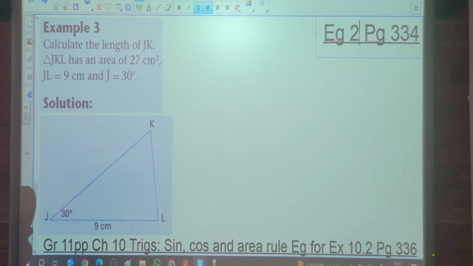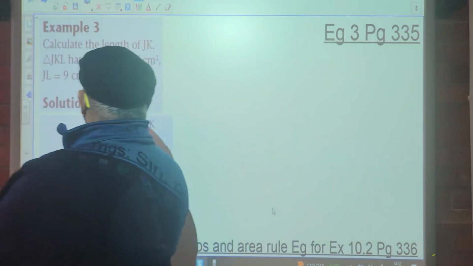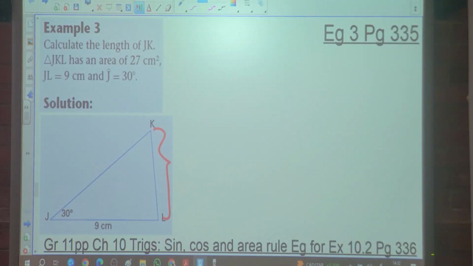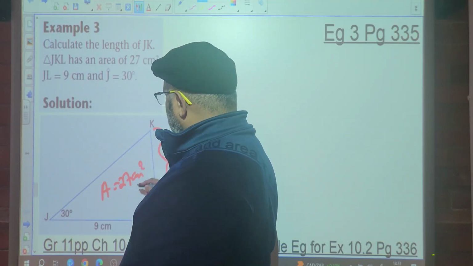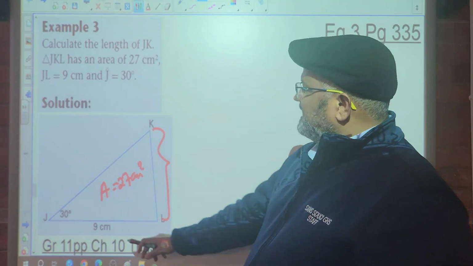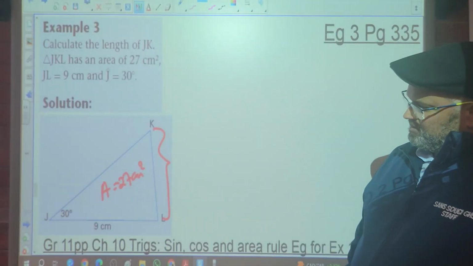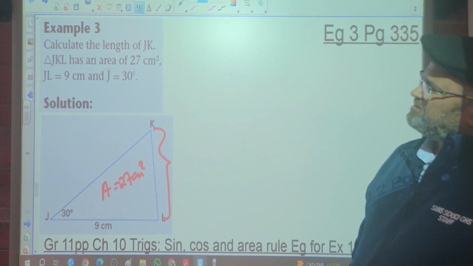Example 3 is on page 335, correct? Calculate the length of JK. Triangle JKL has an area of 27. So the area of this is going to be 27 centimeters squared. As you can see the measurement is in centimeters. JL is 9 and angle J is 30. Calculate the length of JK.